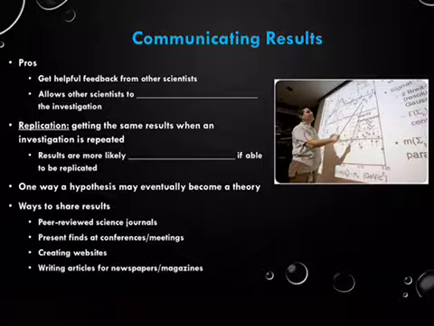So when you get your experiment done, you've collected your data, you've analyzed it, and now you need to communicate it. The pros of communicating your results are that you get feedback from other scientists, and it allows other scientists to repeat your investigation. This replication is getting the same results when an investigation is repeated. This gives your original experiment validation.